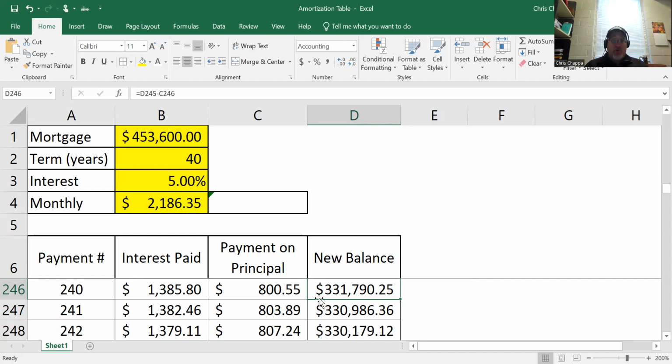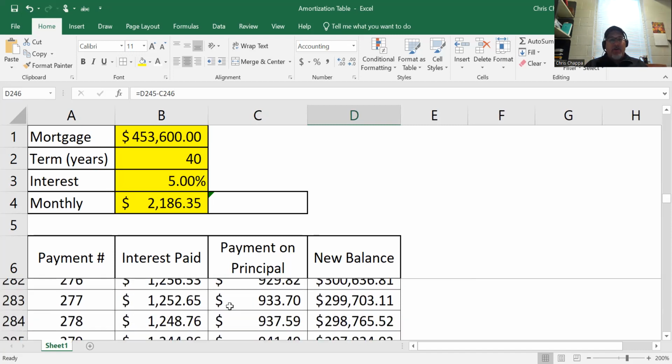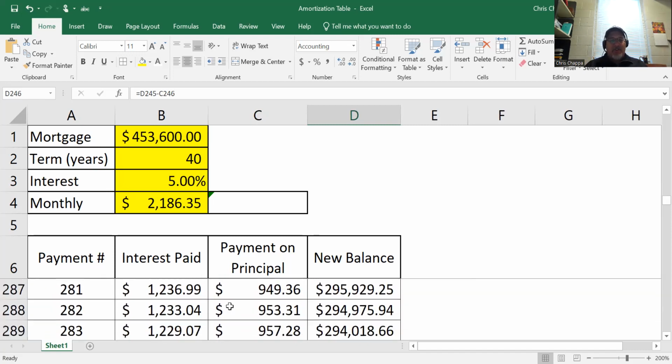But watch what happens towards the end. And you might be able to witness this as I scroll, that the interest paid is not only dropping, but it's dropping at a faster rate. It's like somebody stepping on the gas pedal. It's kind of hard to see, but notice that the principal is going up and the balance is going down.